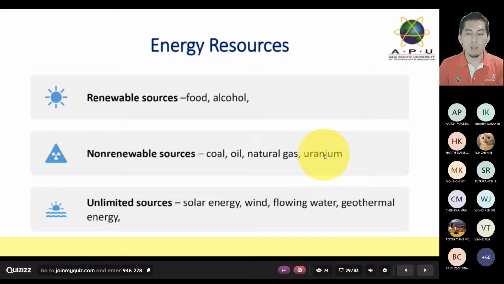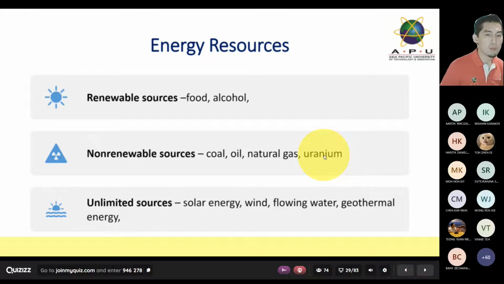For those of you who are not aware, you will have to realize that nuclear is also considered a non-renewable resource because this is actually an element that can be found on Earth, and it is something that can be mined and they can then convert it into nuclear energy.